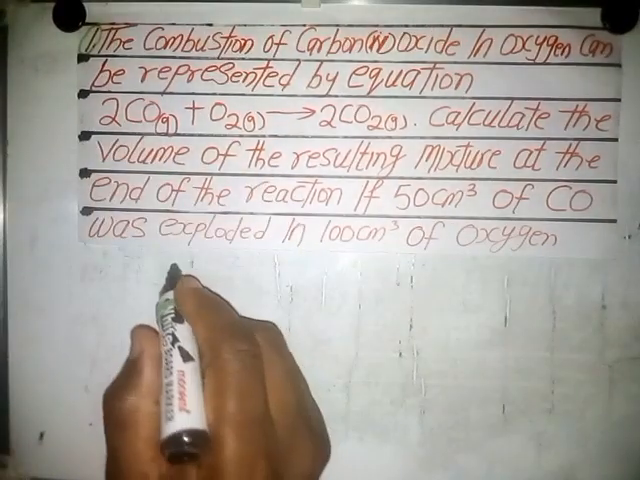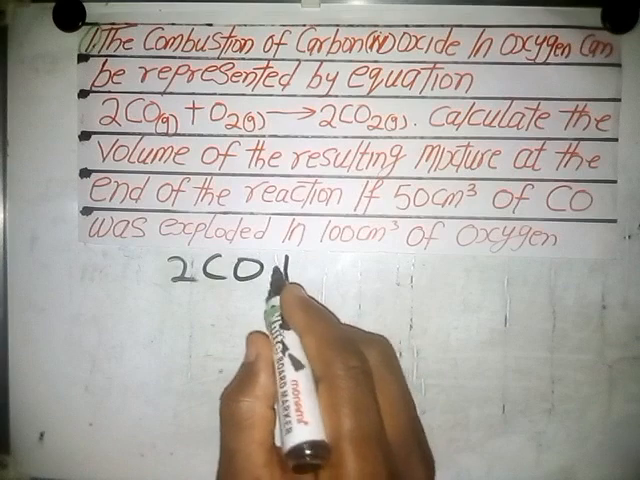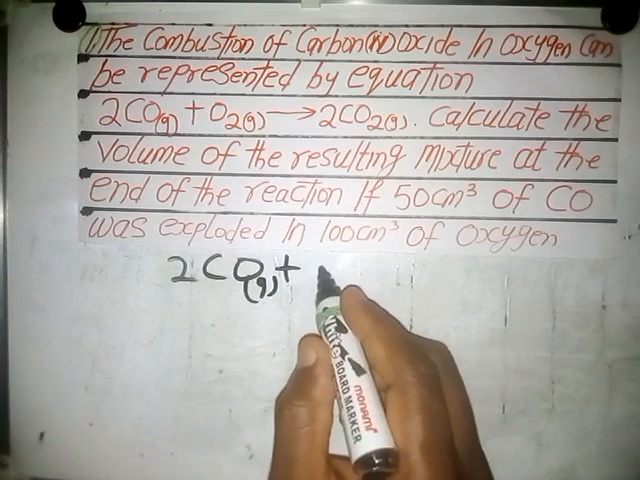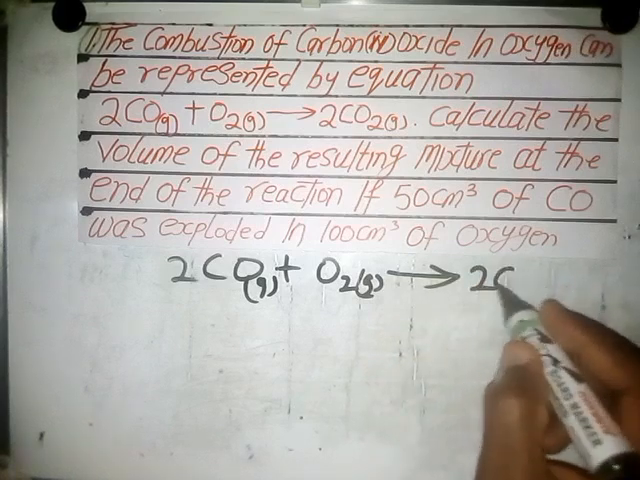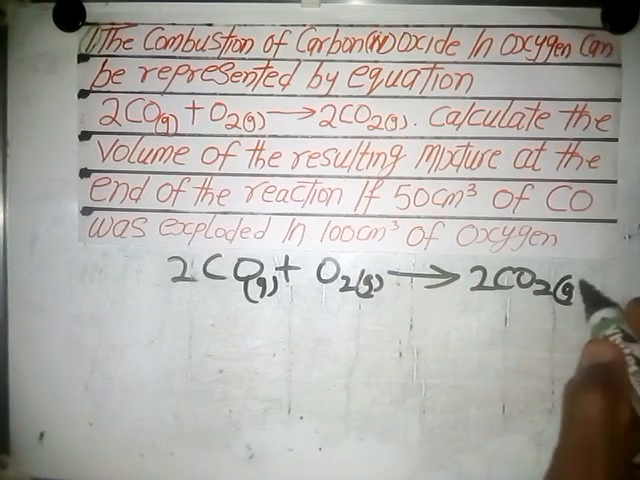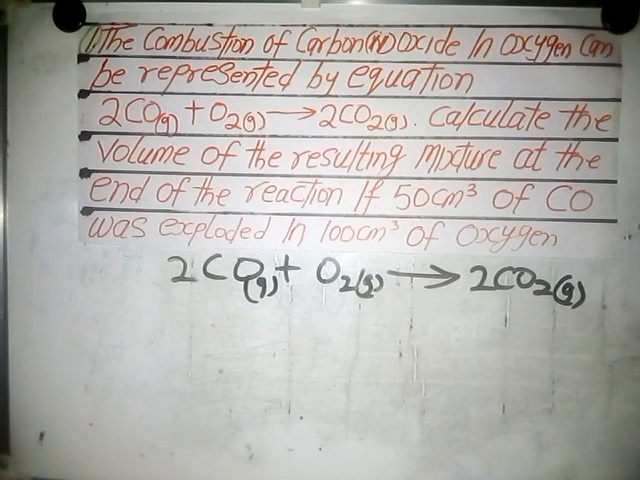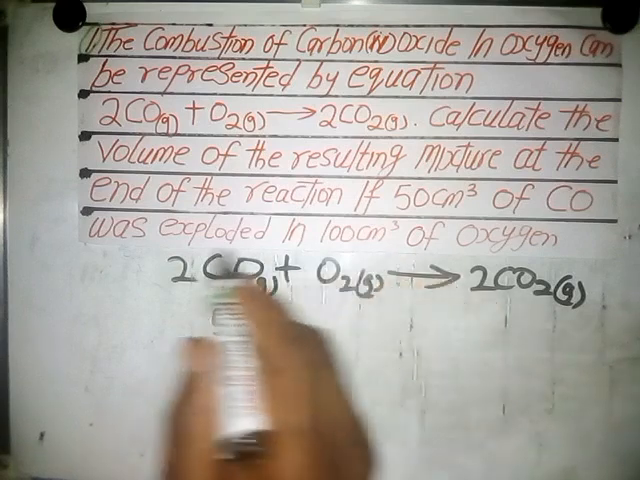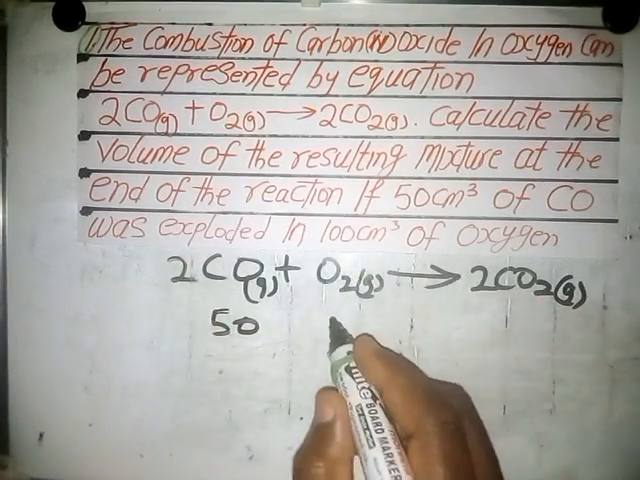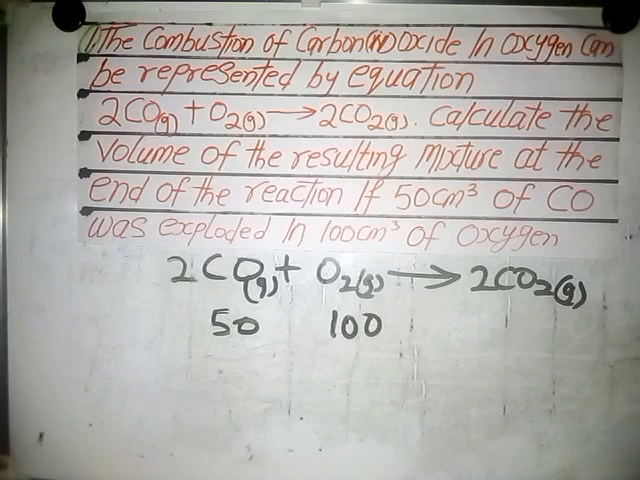I'll first of all write out the equation again: 2CO plus O2 gives 2CO2. Remember, they are all gases. Lussac's law does not operate with liquids or solids. Take notes. Alright, so I'm going to write 50 cm3 of carbon monoxide, I put 50 here, then 100 cm3 of oxygen, 100.